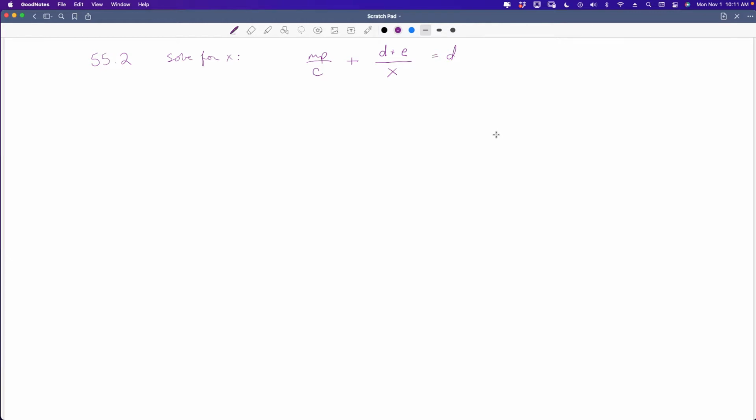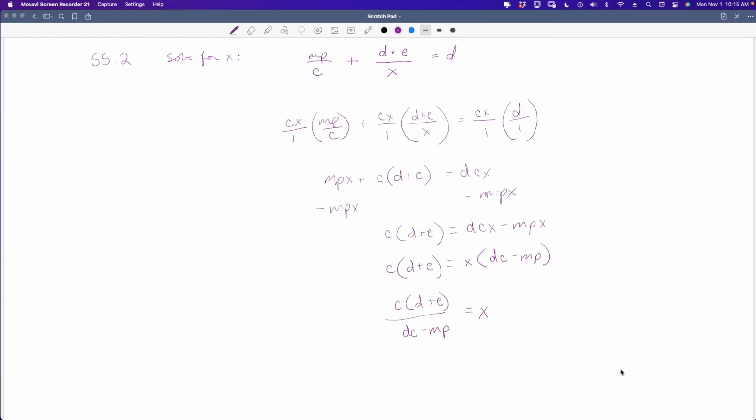So what I want you to do is pause the video, solve for X, and then press play and see if we got the same answer. All right, you should have gotten that X is equal to C times D plus E, or CD plus CE, if you went ahead and did the distribution, that's fine, over DC minus MP. If you've got this as your value of X, then you did this correctly. If you did not, let's walk through it.